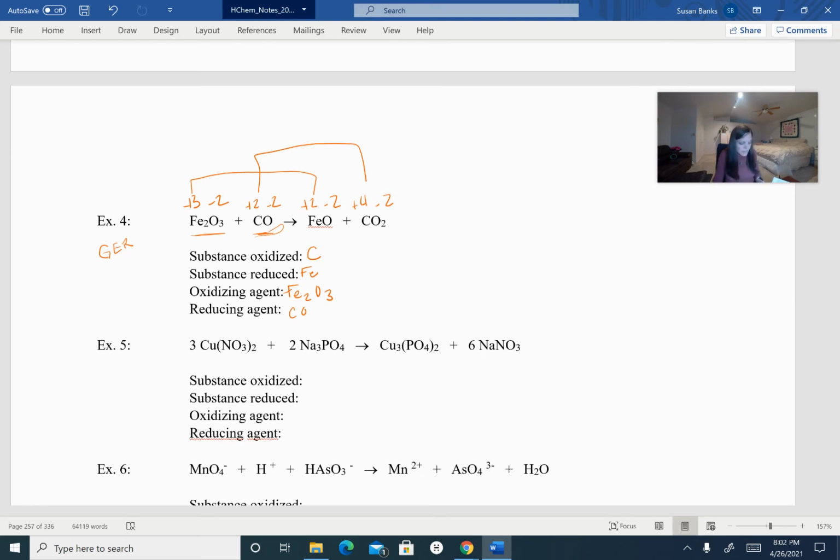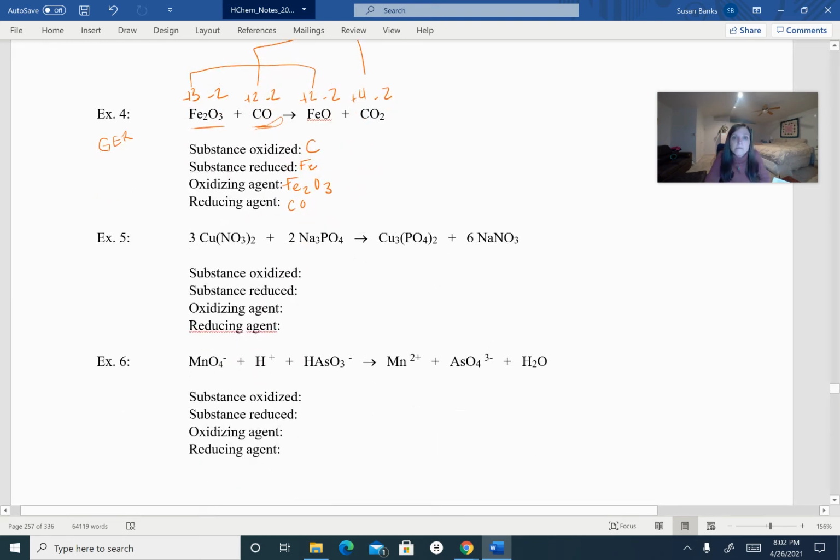Okay? All right. Let's do example 5. Take a minute, assign your oxidation states. Okay. Are you ready? Okay, copper. This copper is +2. This nitrogen is +5. Oxygen is -2. Okay. Sodium here is a +1. These oxygens are -4. So let's see, that will give me -8 right here. And this will give me a +3. So that means that the phosphorus has to be a +5 right here.